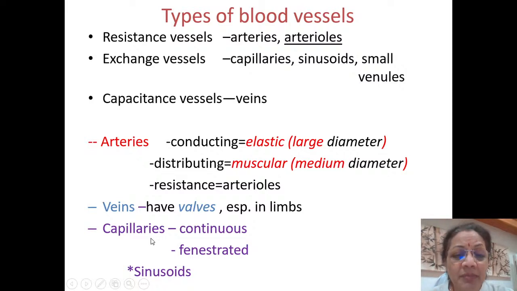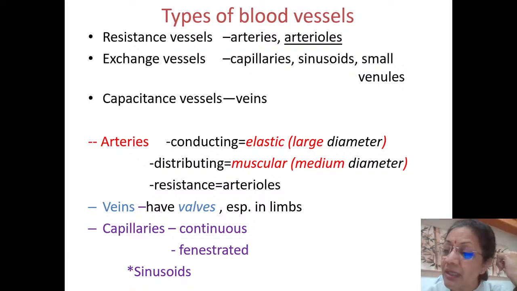Capillaries are the smallest caliber vessels. They may be continuous, where their endothelium is uninterrupted. It is complete, 360 degrees, a complete layer. Or it may have apertures in that endothelial layer, when it's called a fenestrated capillary. If the dimension of the capillary is much bigger than 7 microns, then it is called a sinusoid. So a capillary will be 7 to 8 microns.